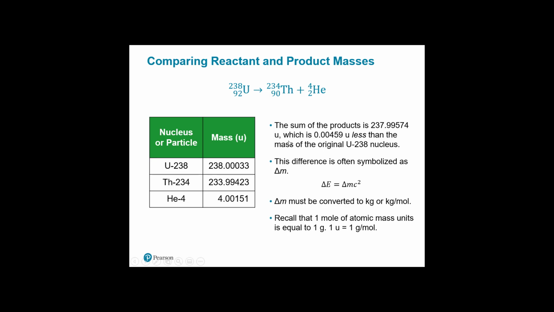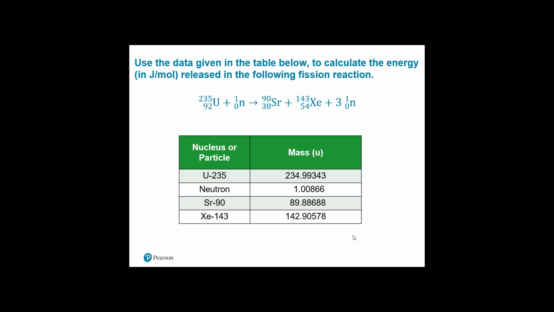Okay, so these are slides from another book, but they're doing the same thing. They're pretty much showing you exactly what you need to do, just like the other two problems. Again, I have slides on it, so that's why I want to include them in here. In these ones, instead of AMU, they use U, which means the same thing, and 1 U is equal to 1 gram per mole. So here it is asking to calculate the energy in joules per mole released in a fission reaction.